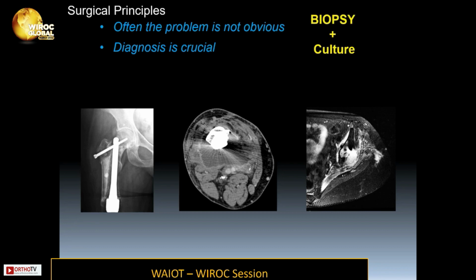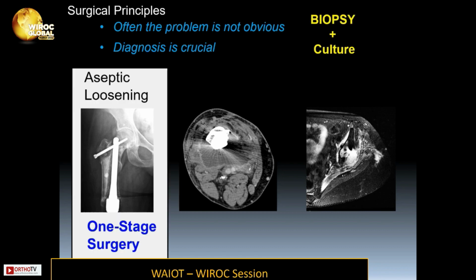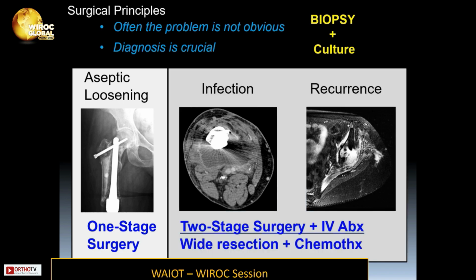A biopsy and culture are required because in aseptic loosening cases only a one-stage surgery is required. With infection or recurrent tumor, a two-stage surgery, IV antibiotics, wide resection, and possibly chemotherapy are required.